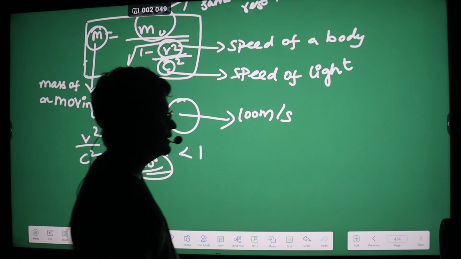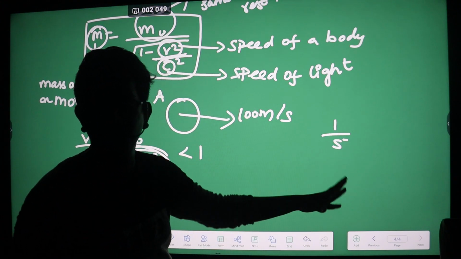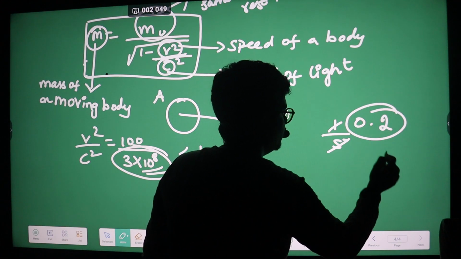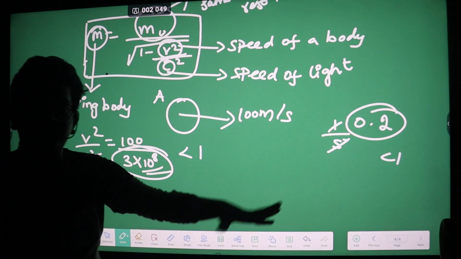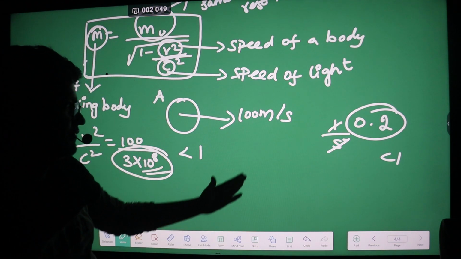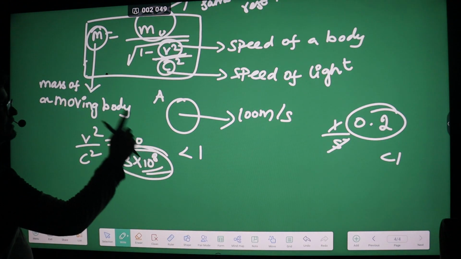How am I saying it is going to be less than 1? Let us understand here. 1 by 5. Here the denominator is larger than the numerator. Let us cancel this out. What am I getting? 0.2, which is lesser than 1. It always happens: if the denominator is larger than the numerator, then we get a value less than 1. So here the value is going to be less than 1.